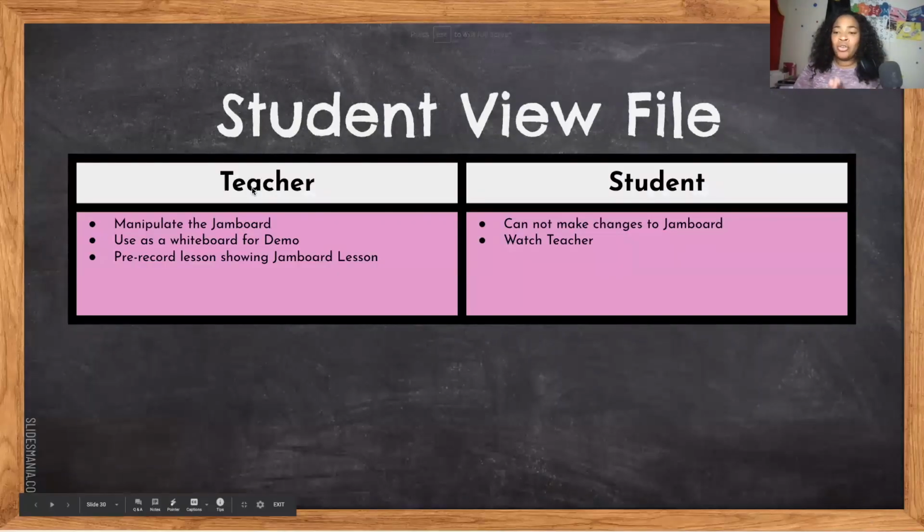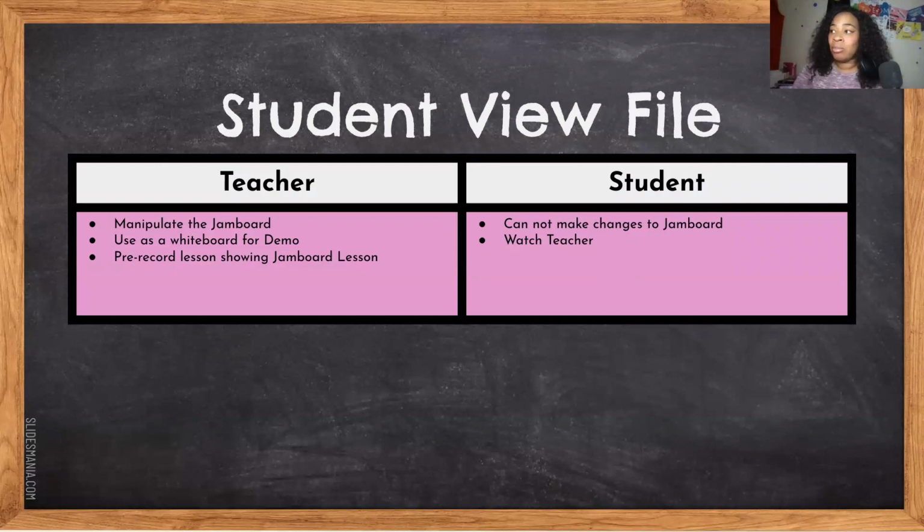If you decide you want to do a student view file, this means the teacher, you're the only one that can manipulate that Jamboard. So that means you're deciding, I want to use this as a whiteboard for demo. I will probably use that feature for the Wheel of Fortune one that I showed you. I don't want them messing with that. I want to be the only one that messes with that. So that would be a student view. They can't touch it. They can't manipulate it. All they can do is watch me.